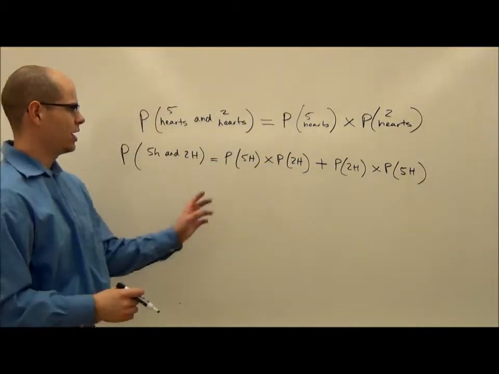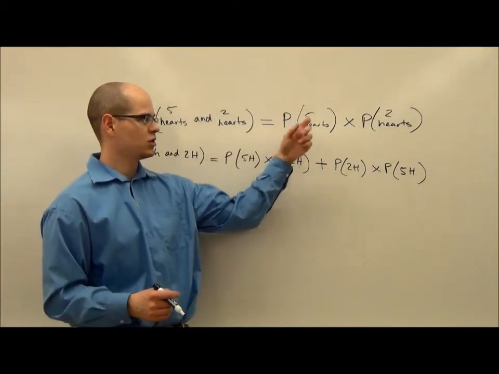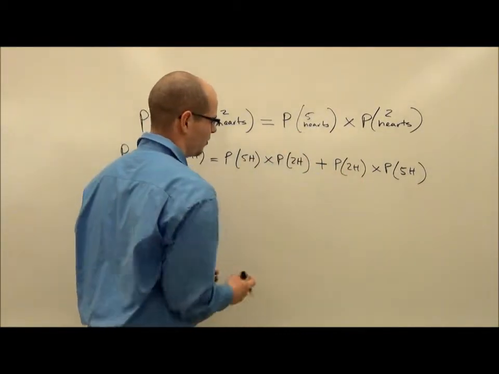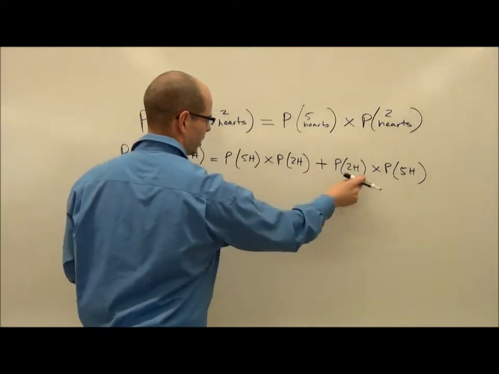Okay, so now I've accounted for the fact that there could be a 5 of hearts first and a 2 of hearts second, or the other way around. I could get the 2 of hearts first and the 5 of hearts second. So from here I just got to plug in my probabilities.